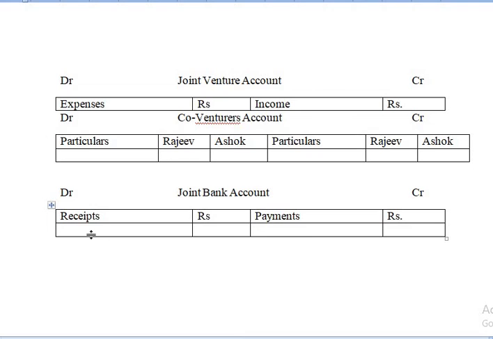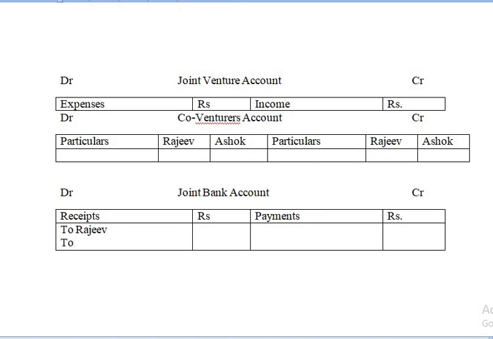So come to joint bank account. For joint bank, this transaction will become a receipt, from Rajiv and from Ashok. Rajiv is how much? Rajiv 4 lakh and Ashok 2 lakh. Now cross posting. Rajiv and Ashok are debited in the joint bank account, so here Rajiv and Ashok should be credited.